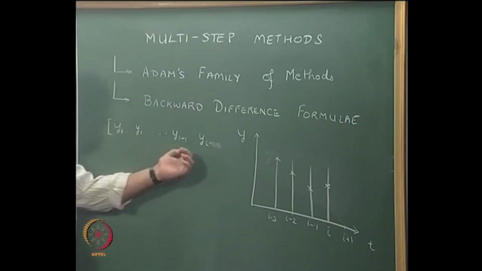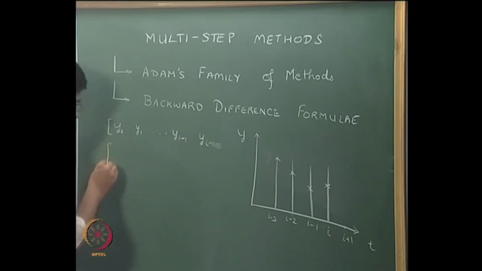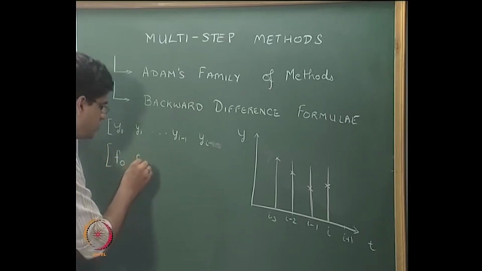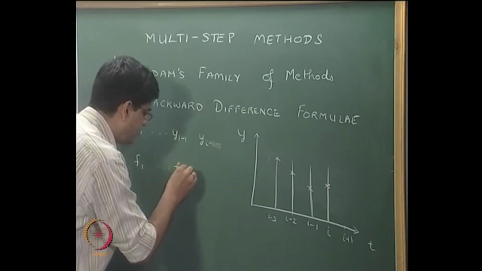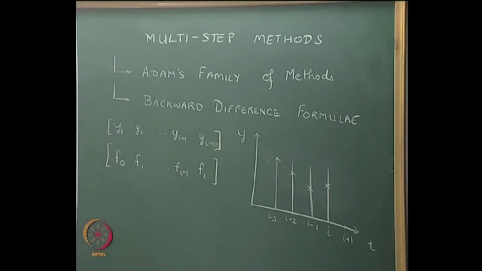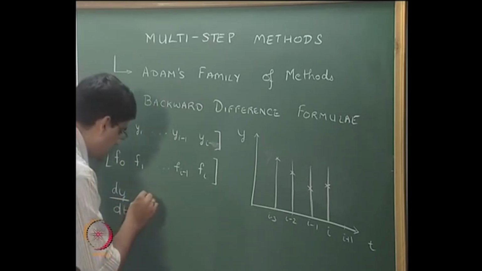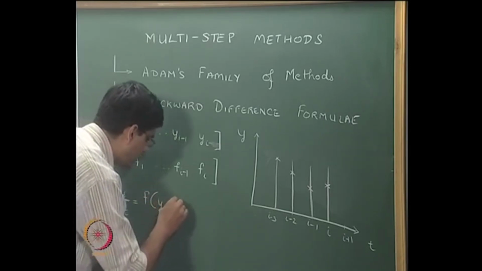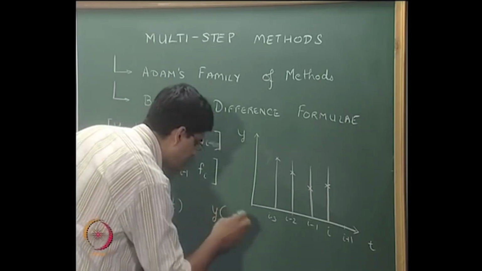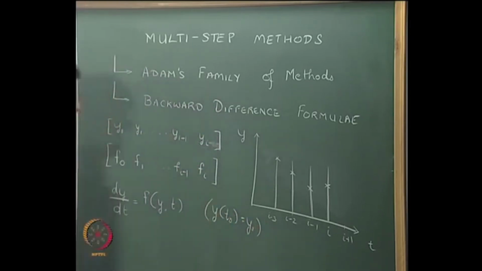We also know t0, t1, t2 up to ti. Using this information, what is also available to us is f0, f1, up to f i minus 1 and fi. Okay, both of these pieces of information are available to us. Recall that the equation that we are trying to solve is dy by dt is equal to f of y comma t, given y at t0 equal to y0. Okay, so this is the equation that we are trying to solve.